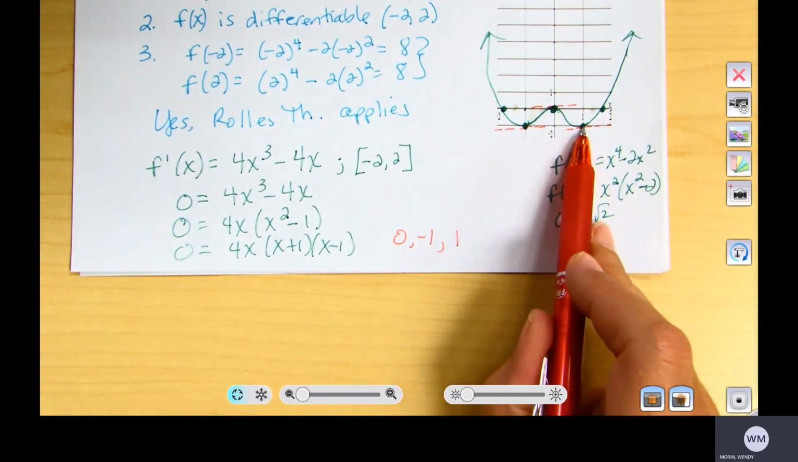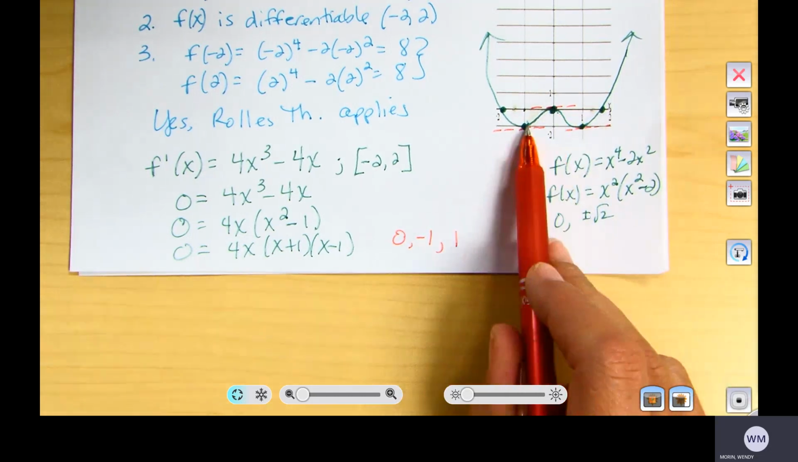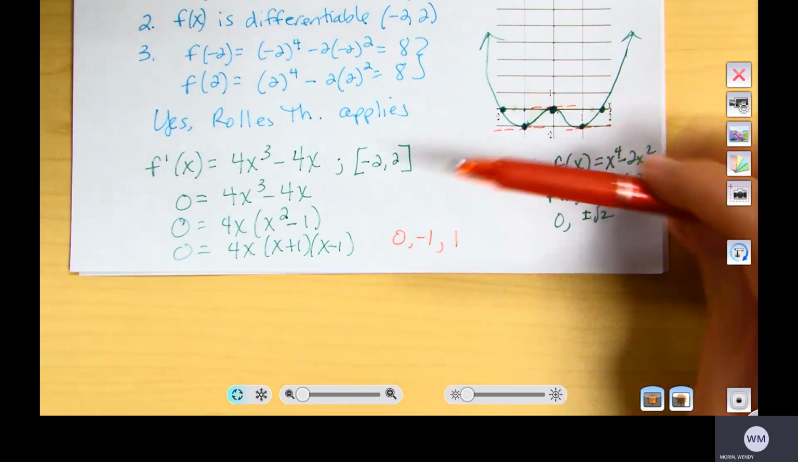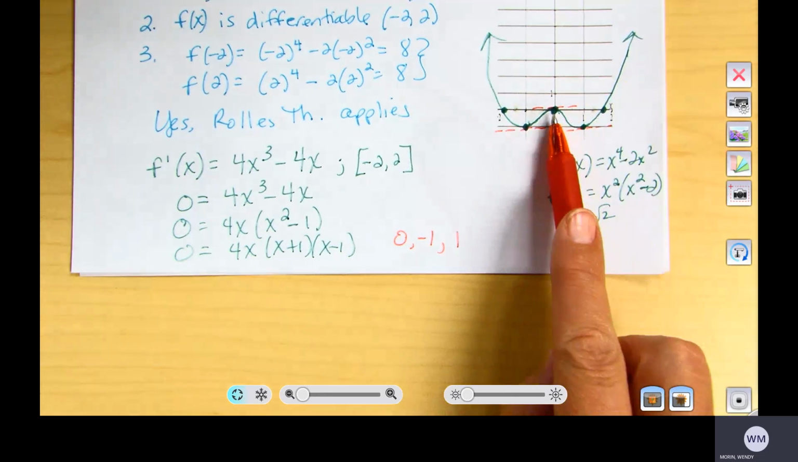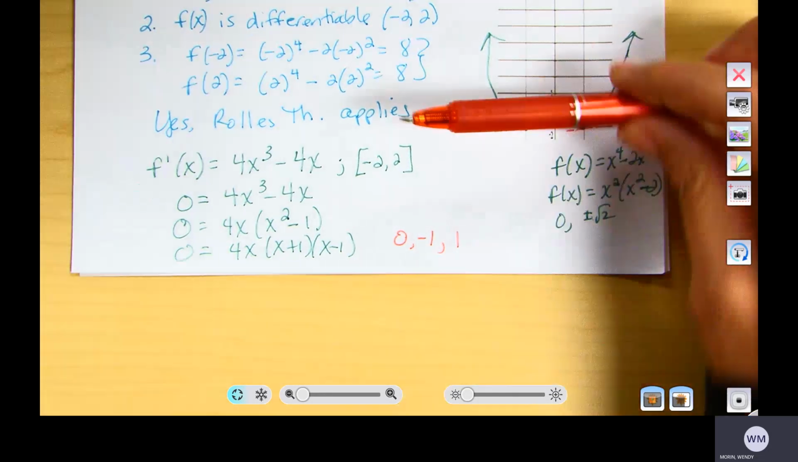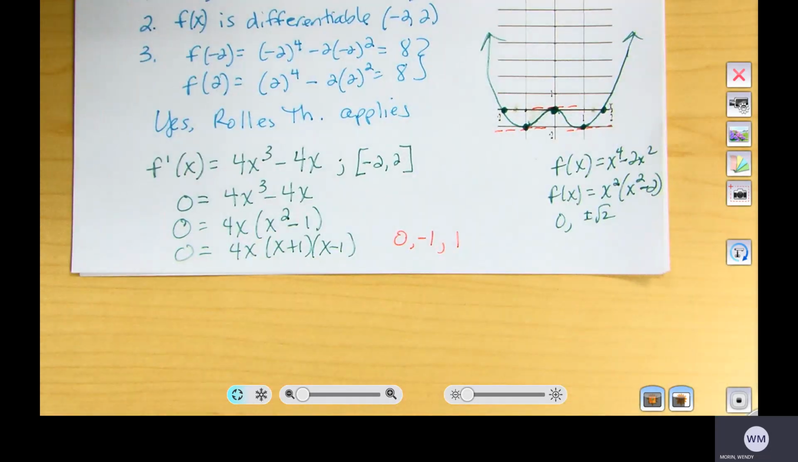Again, these are called relative mins. This is called a relative max. These are actual absolute mins as well, because an absolute min is the lowest place on the graph. This is not an absolute max because the graph goes on forever. Okay? All right.